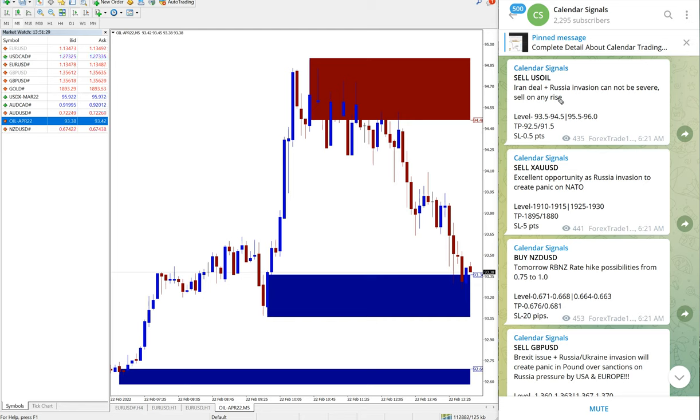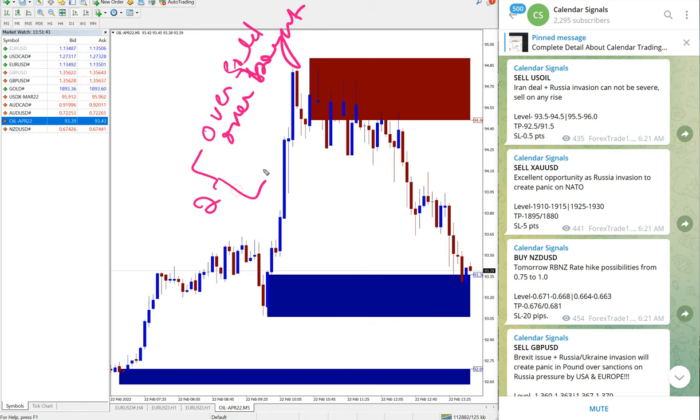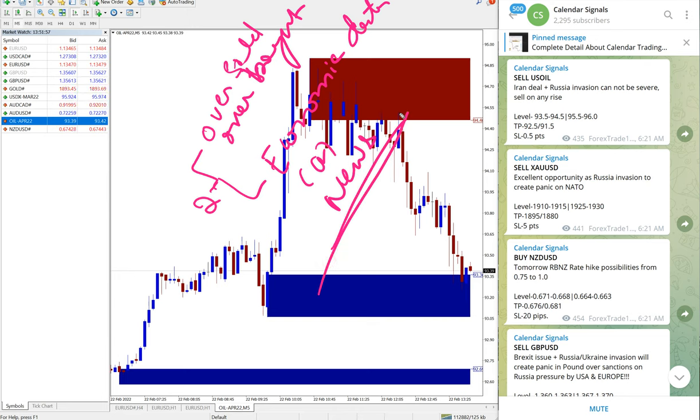Before that, in calendar signal, we are giving signals based on two reasons. One is oversold or overbought condition. Then the second aspect is economic data or news. Based on these reasons we are giving any particular pair buy or sell, and we also mention the reason why we are giving it.